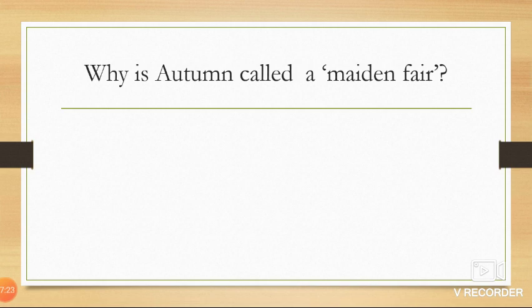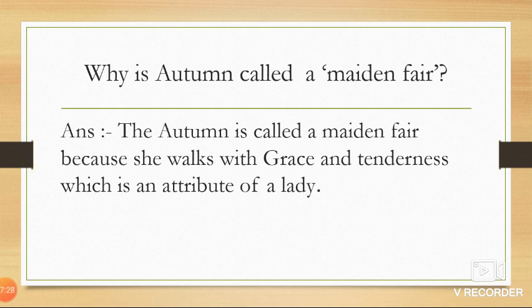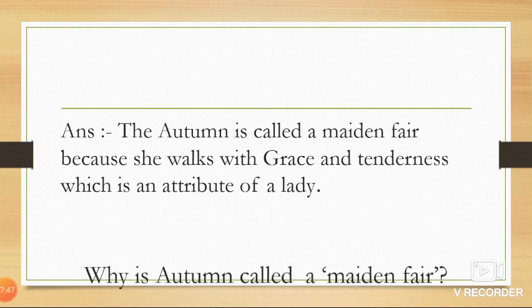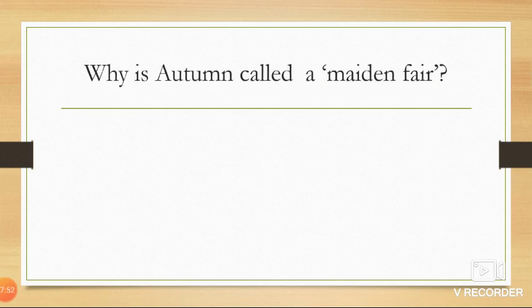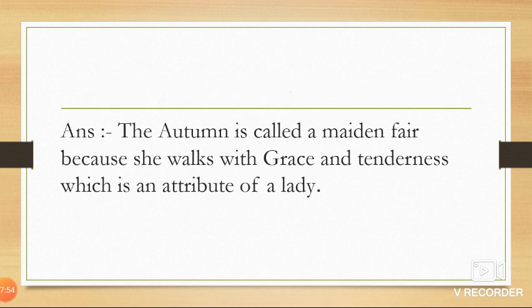Now let's see the questions based on this poem. Why is autumn called a maiden fair? Answer: the autumn is called a maiden fair because she walks with grace and tenderness, which is an attribute of a lady. So autumn is described this way because the season of autumn is compared to a girl, because it comes with grace and tenderness, which is an attitude of a lady. Why is autumn called a maiden fair? We have seen, because it comes very beautifully.